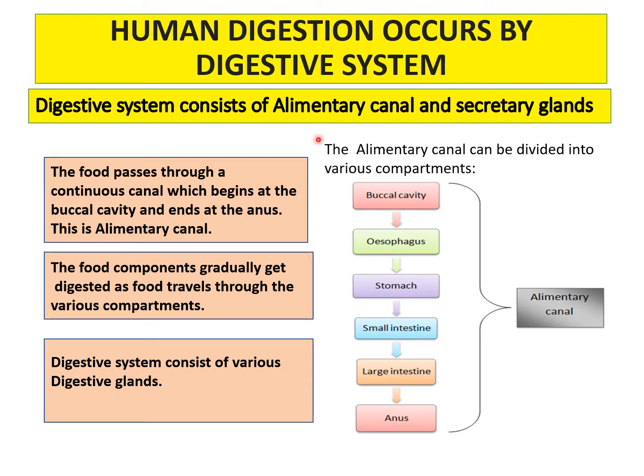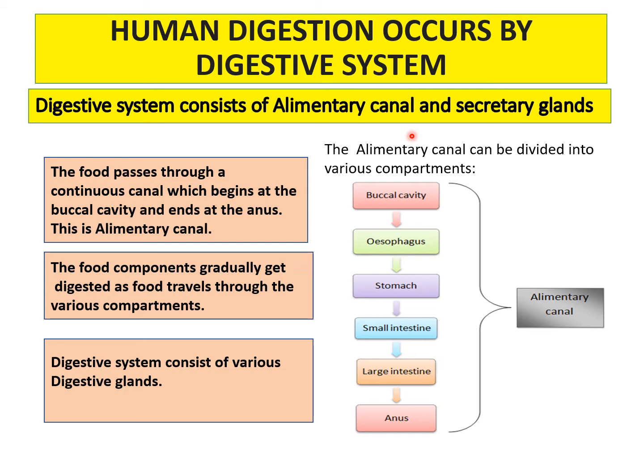Now, how does digestion occur? What are the things involved in digestion? Human digestion occurs by the digestive system. Now, what is the digestive system? The digestive system consists of two main things: the alimentary canal and the secretory glands.